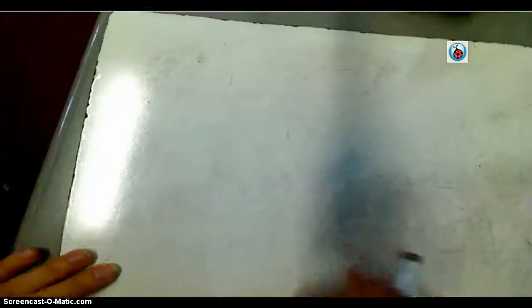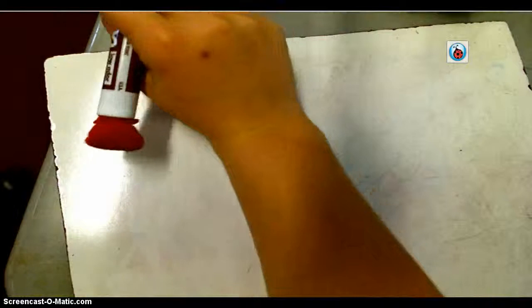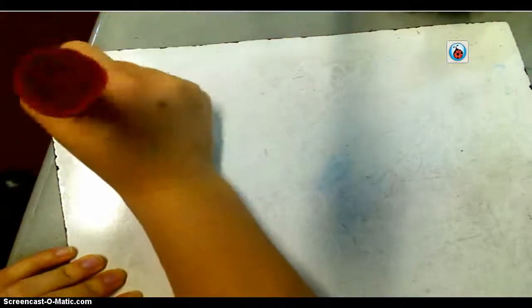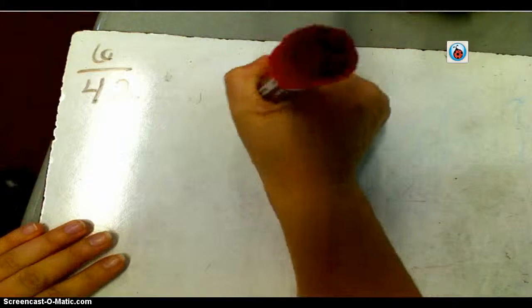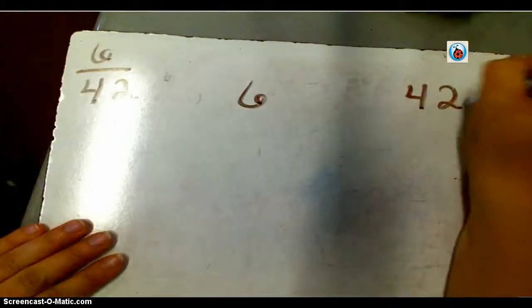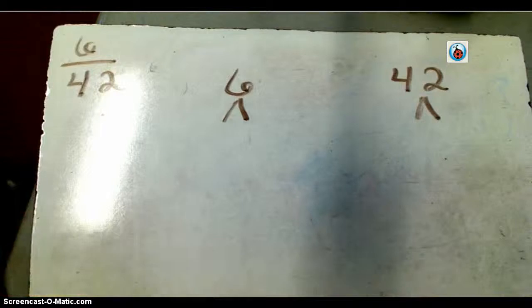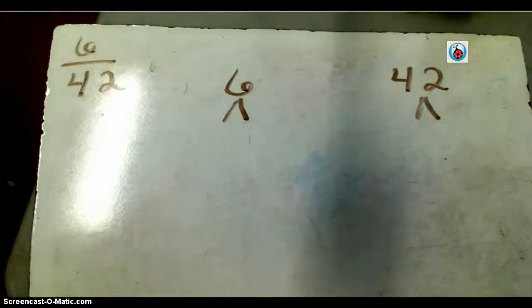Yes. Wonderful, JT. Okay, this one you guys are going to do on your own. You ready? Yes. Bring it. Bring it on, he says. Bring it on. We are going to do 6 over 42. So you start off with your 6 and your 42 and find the prime factorization. Okay? You all can do that.